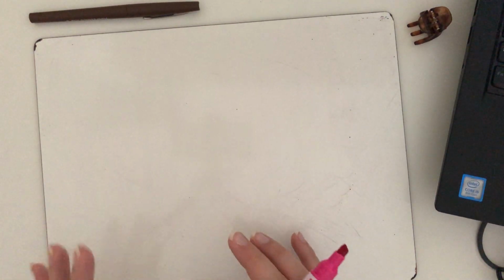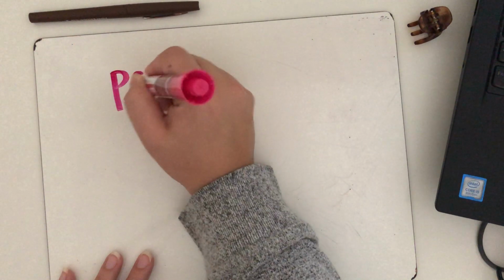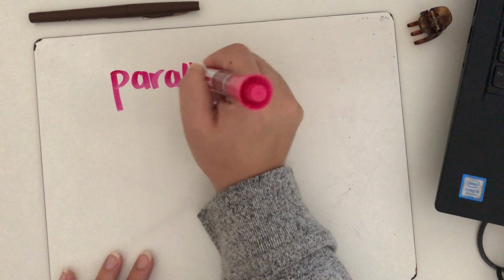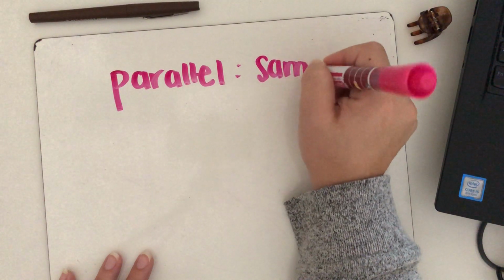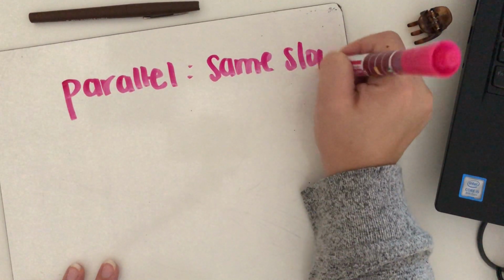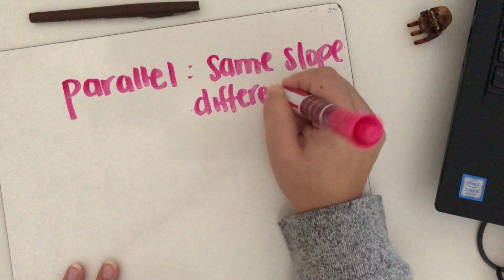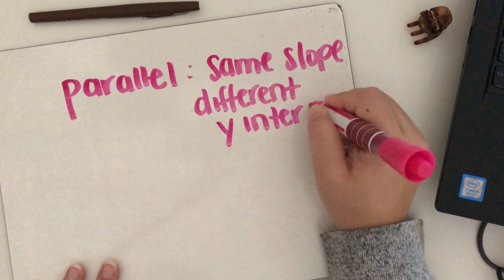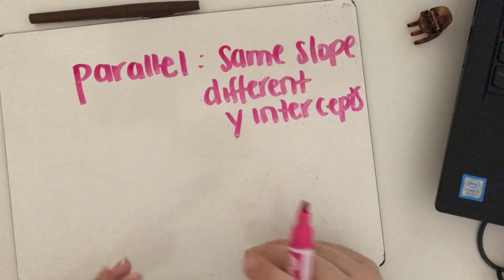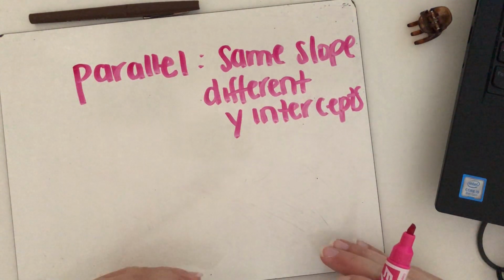That means that we are going to go to slopes of parallel and perpendicular lines. So when we are dealing with parallel lines, they had the same slope, but different y-intercept values. Okay? They needed to have the same angle going up, just at different points on the y-axis.